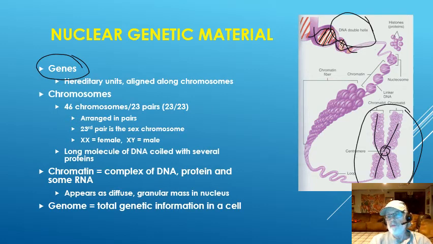We have 23 pairs of chromosomes, okay? And the 23rd pair is called the sex chromosome, like I mentioned before. If it's XX, it's female. If it's XY, it's male. We'll talk about that later on down the road.